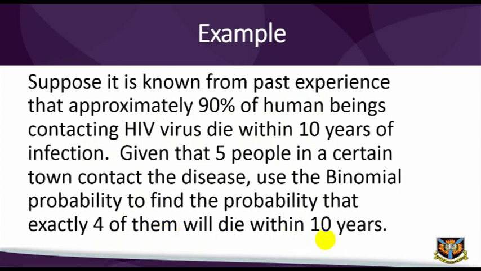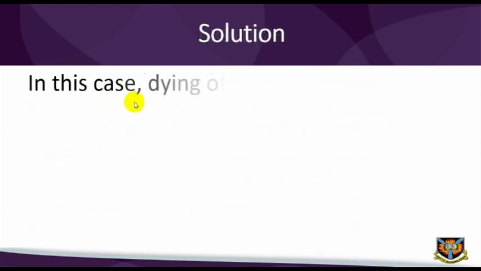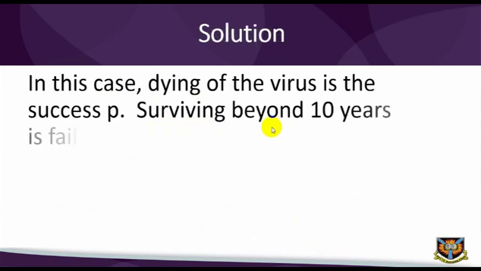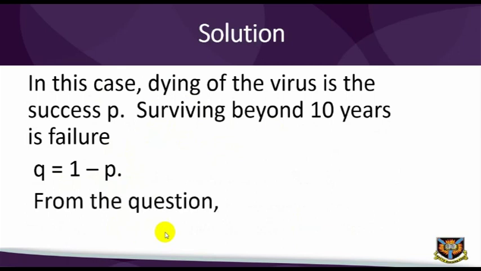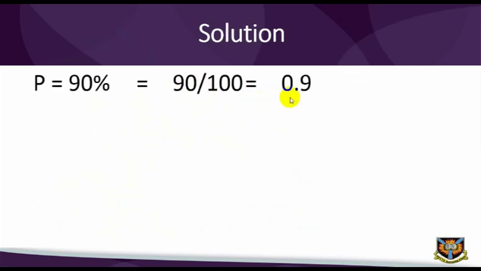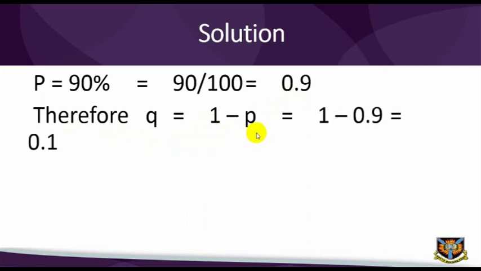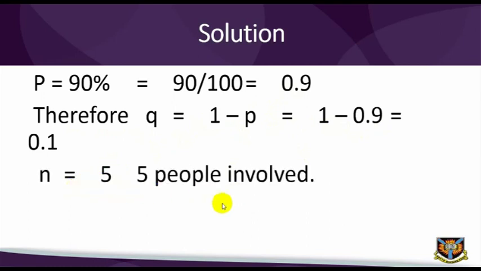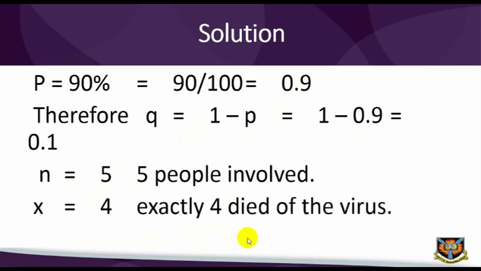Solution. In this case, dying of the virus is the success, P. Surviving beyond 10 years is failure. Q is equal to 1 minus P. From the question, P is equal to 90% is equal to 90 over 100 is equal to 0.9. Therefore, Q is equal to 1 minus P is equal to 1 minus 0.9 is equal to 0.1. N is equal to 5, 5 people involved. X is equal to 4, exactly 4 died of the virus.